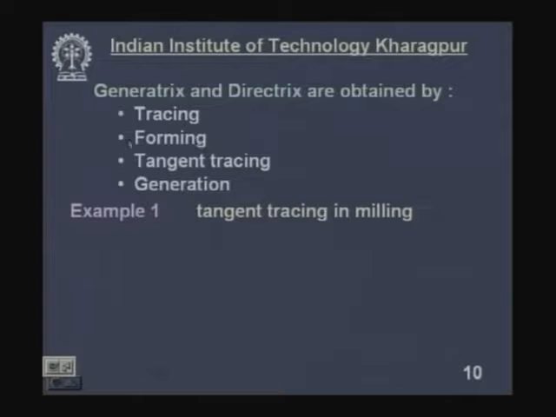Forming, the form of the tool, will give the generatrix. Then tangent tracing is another method, and generation. Now, I shall show you the different methods. For example, tangent tracing: how the generatrix or directrix, especially the directrix, will be obtained by tangent tracing in case of milling.